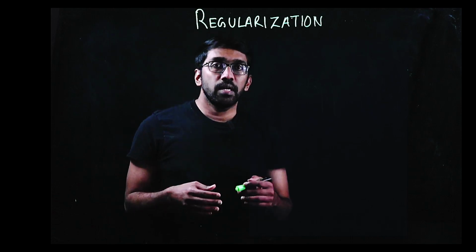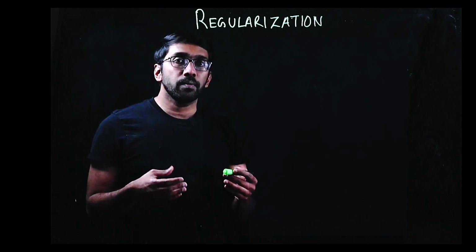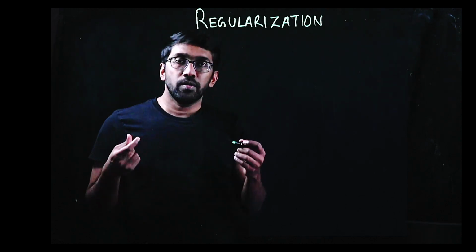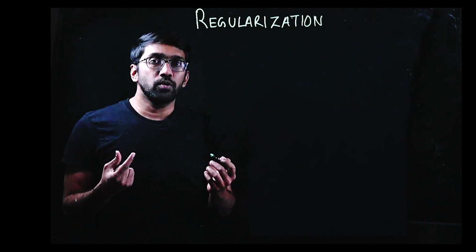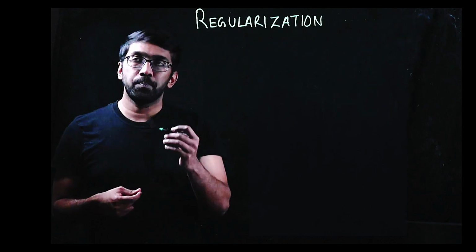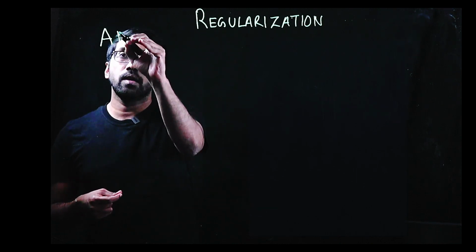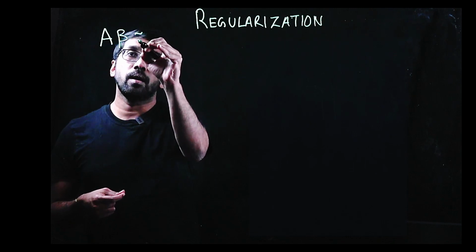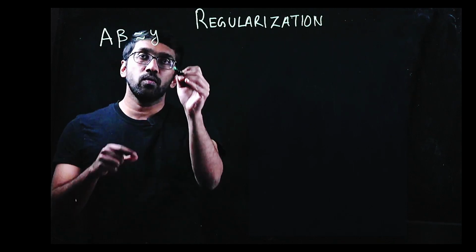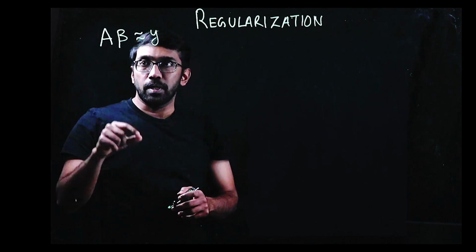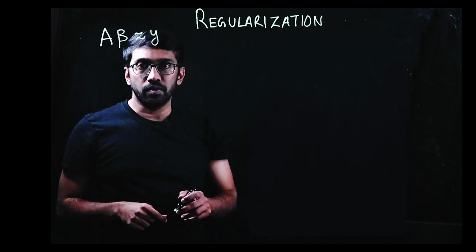So to start with, let us understand what regression is all about and also try to understand what model complexity is. In regression, what we are trying to do is to find an approximate solution for an overdetermined problem. So let us say we have an overdetermined problem, A beta approximately equal to y. y is the output feature vector, A is the data or feature matrix, beta is the coefficient vector.